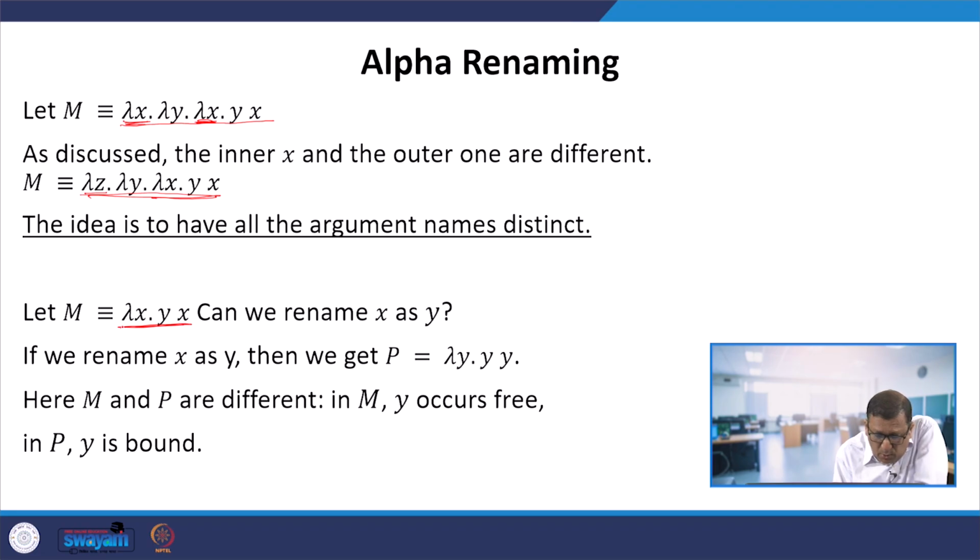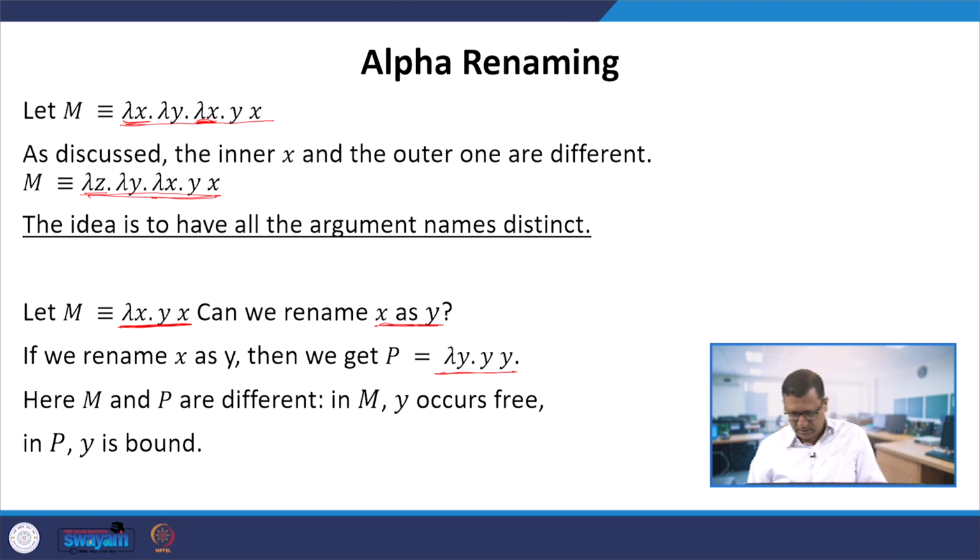Now I wish to rename x as y. So is it possible? If I rename x with y, what am I going to get? I will get lambda y dot yy. Now let us examine these two terms M and P. Here in this P, y is not free. Here in this M, y is free. This means P and M are different. So this thing that we have done is not allowed.